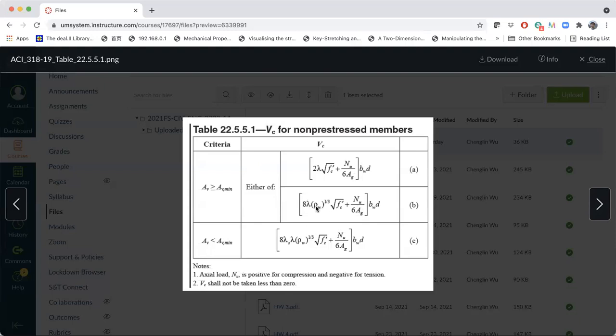Let me share you the table here. And that, ladies and gentlemen, is a table here, okay? ACI table 22.5.5.1. And I said ACI 318-19, version 19, all right? So what you notice, is the same equation? Oh, not showing, sorry. Look at me, right? Okay, here. What do you see? Do you see the equation?